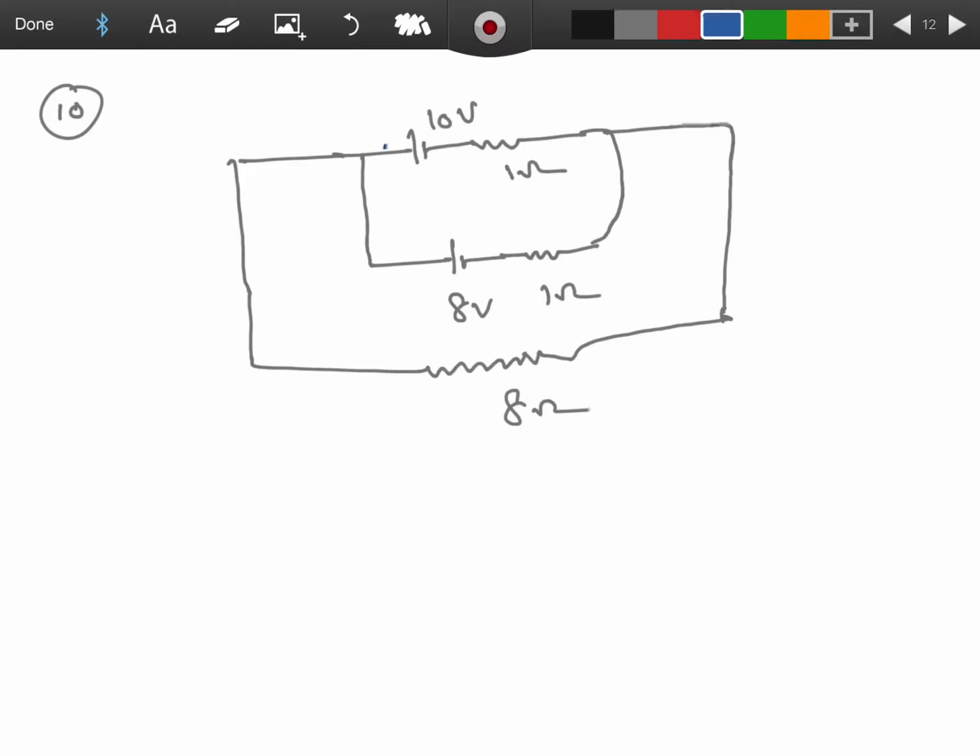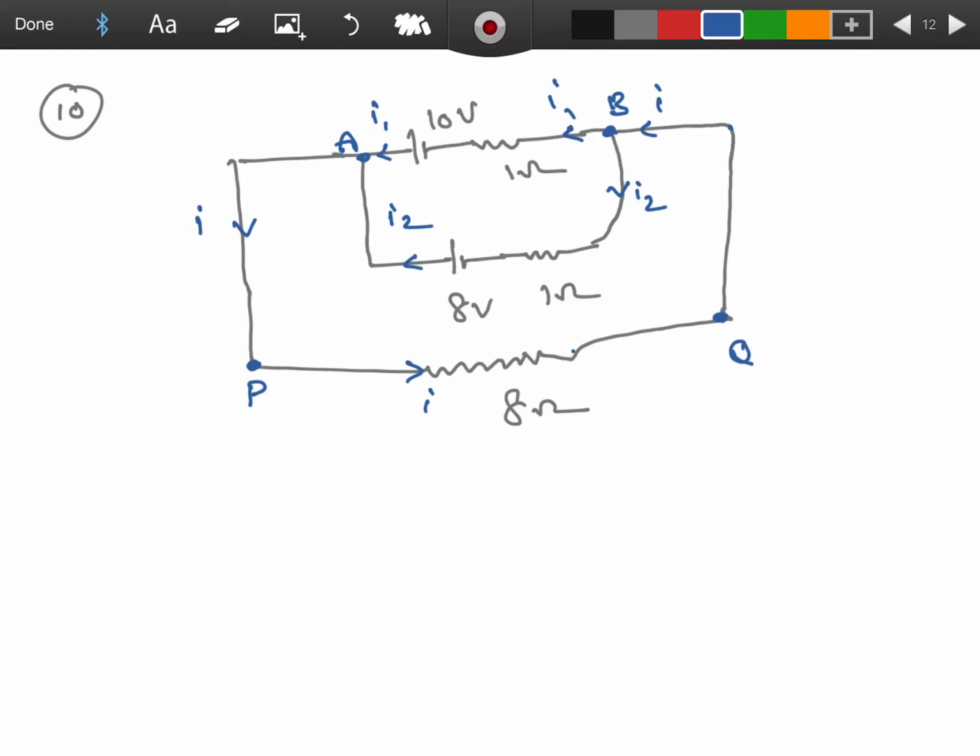Here they mention this is I1, this is I2, this is I, and again here I2, here it is I1, like this. I'll give the names A, B, P, Q.